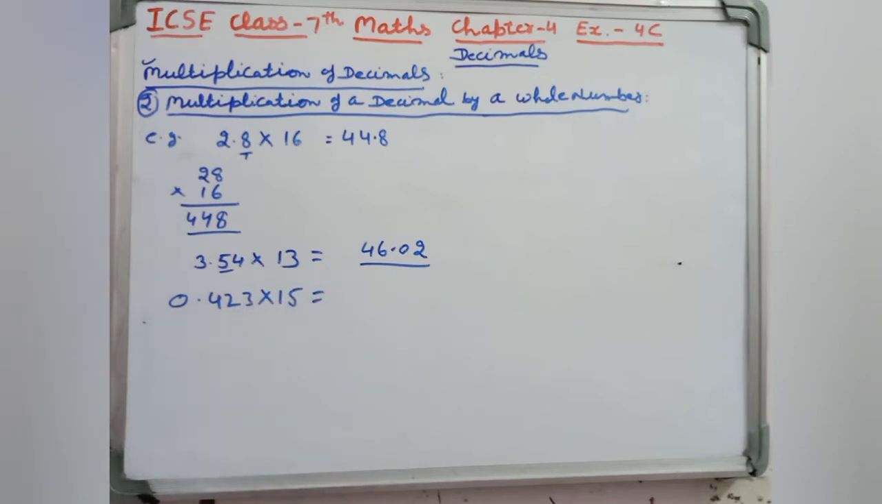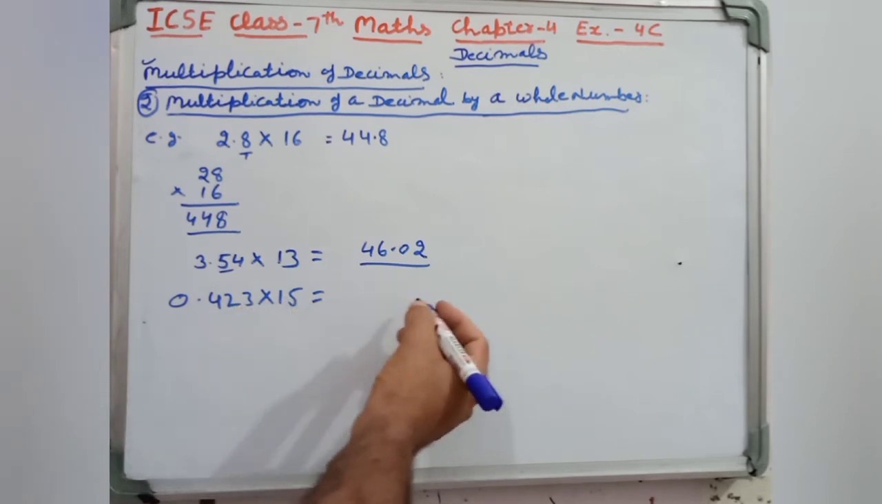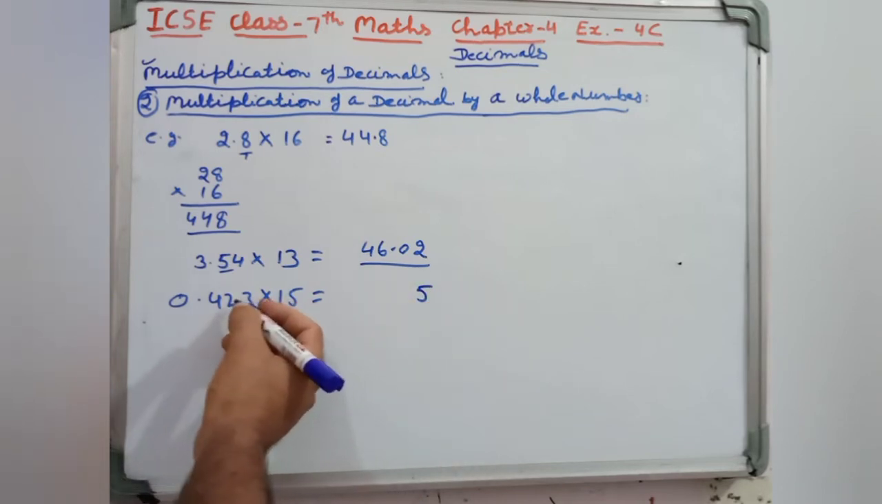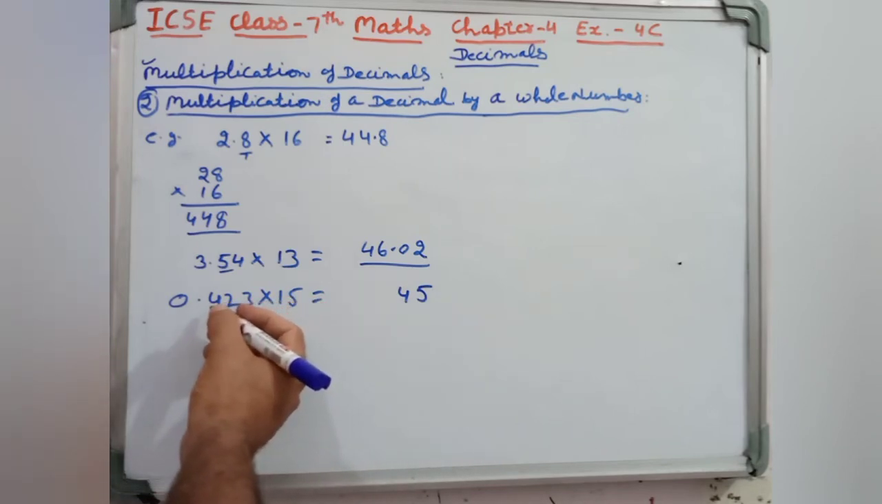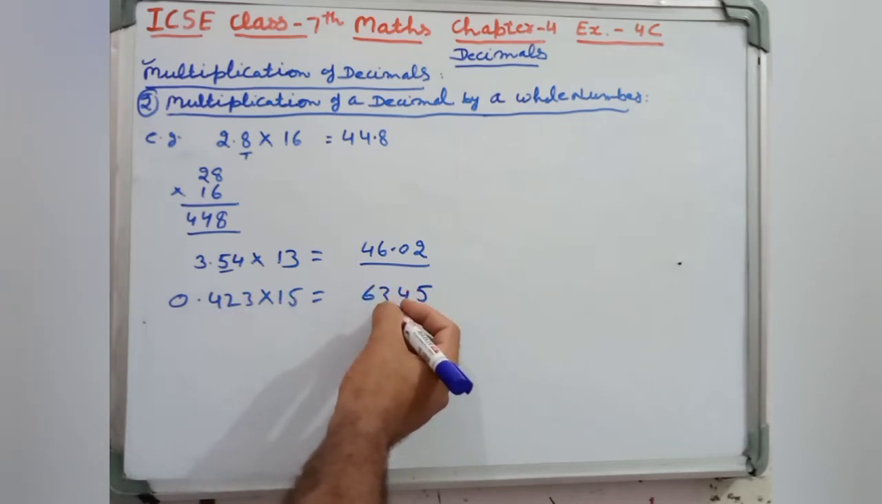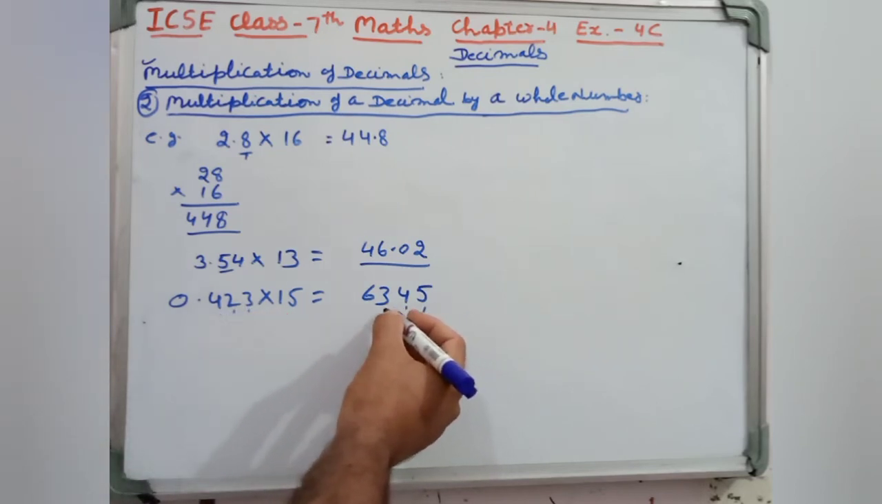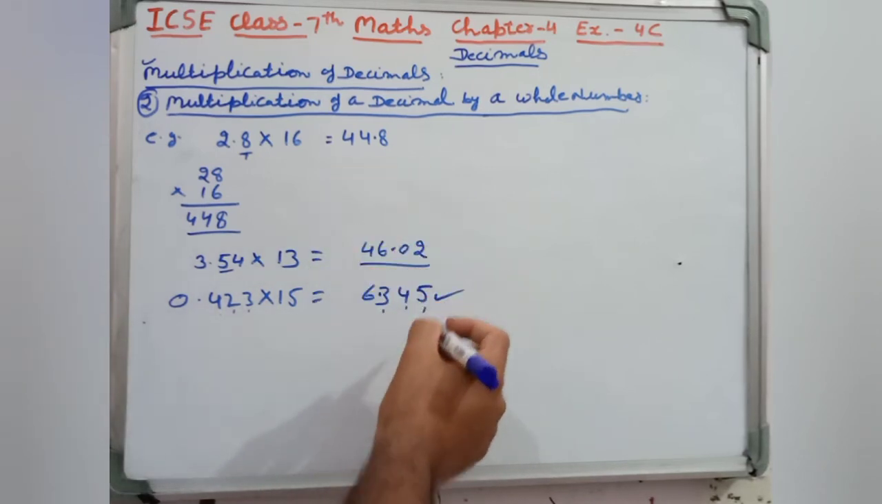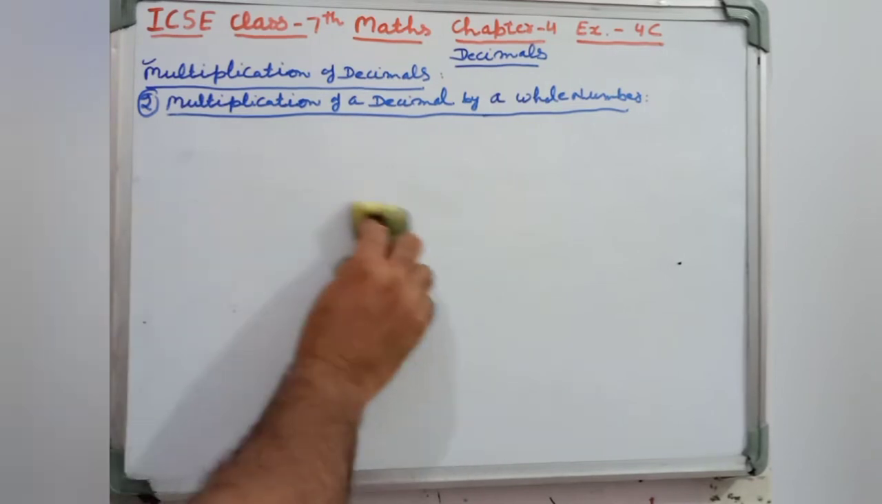Now suppose we want to multiply 0.423 with 15. Those who have done tables well can easily do the multiplication. Here the importance of tables arises. So 15 3s are 45, 5. 15 2s are 30 plus 4 is 34, 3. 15 4s are 60 plus 3 is 63. Now how many decimal places are there? 1, 2, 3. You put 1, 2, 3. Here our decimal. This is our answer.